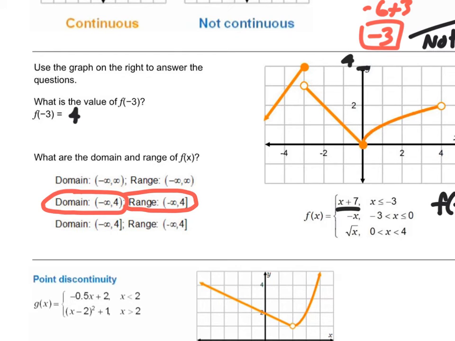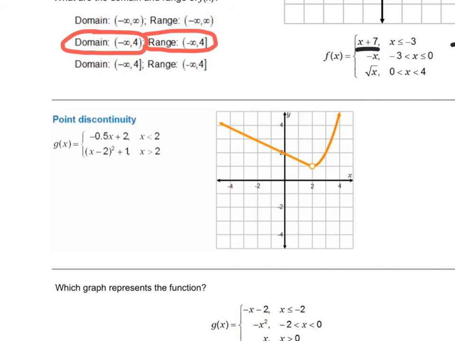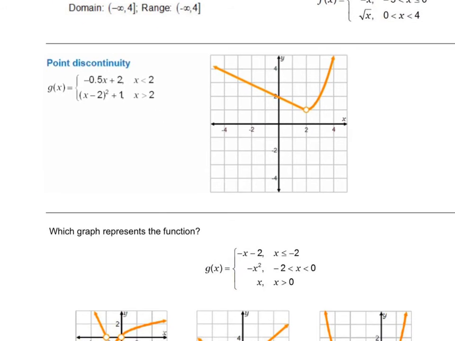Okay? Now, the other thing is showing a point discontinuity. And the question is, on this one, what's g of 2? What's the y value when I plug in 2? Here's what I notice, is that we have this line here, negative 0.5x plus 2. This exists when x is less than 2. So I'm going to have this function when x is less than 2, but we don't include x equals 2 on that function.